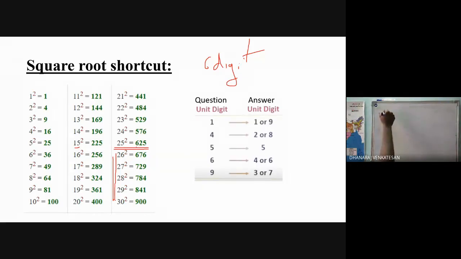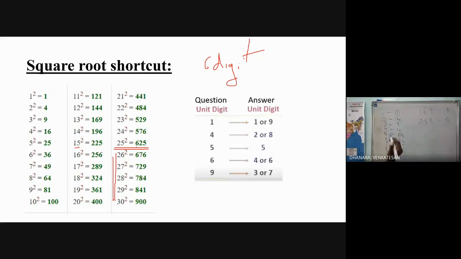Let us take 1, 2, 3, 4, 5, 6, 7, 8, 9. Their squares are 1, 4, 9, 16, 25, 36, 49, 64, 81. Here you can notice that the unit digit for 1 square and 9 square is the same. So 1 and 9 will have a unit digit of 1. For 2 and 8, you will have a unit digit of 4.